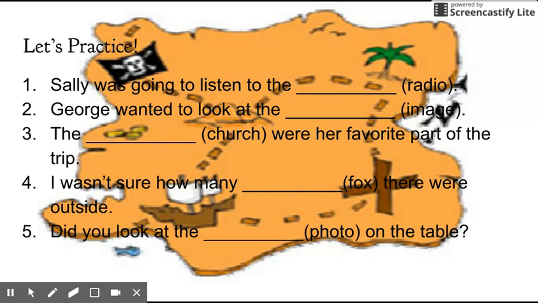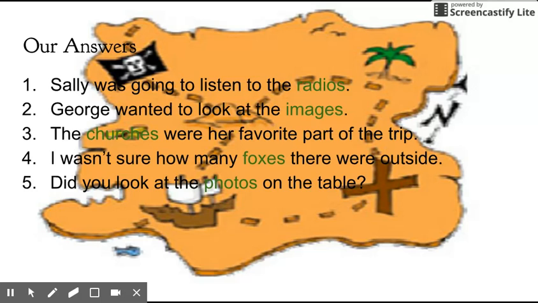All right, let's see how we did. Radios, you just add an S. Images, churches, foxes, and photos, where you just add the S on there. So hopefully you spelled those correctly. That's the most important part to check.